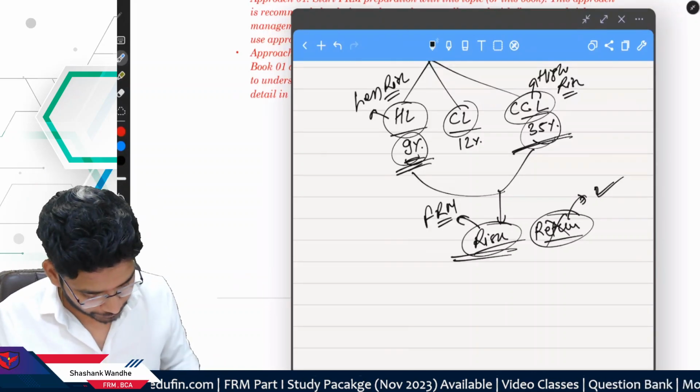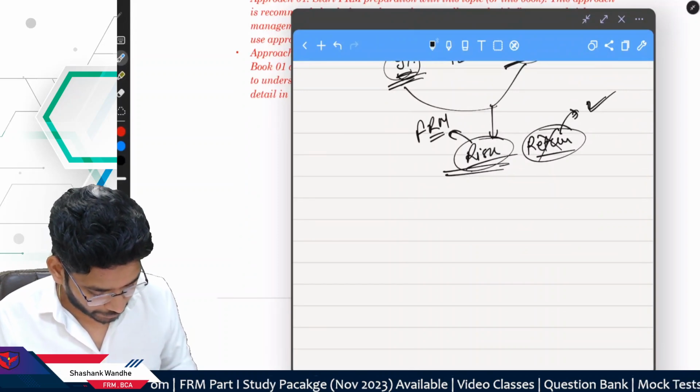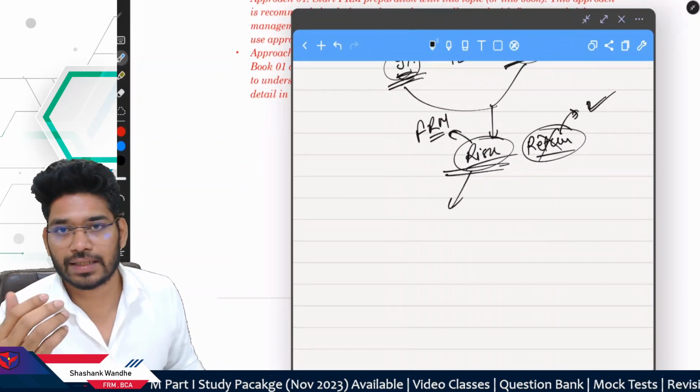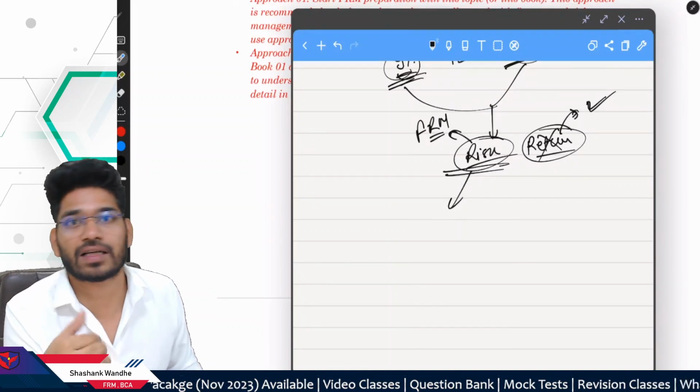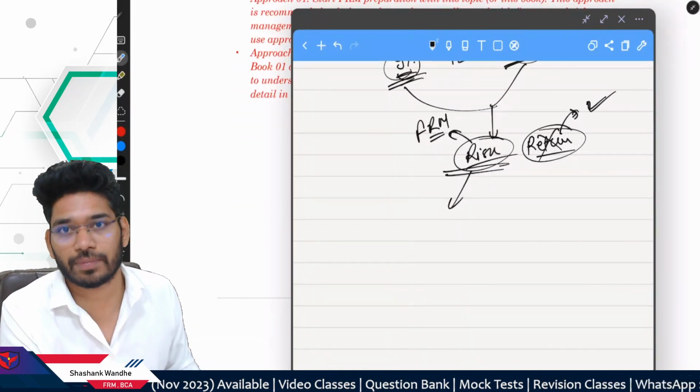Okay. Now here, the first approach is the bank. You need to understand this. So bank must take some risk so that bank gets some return.